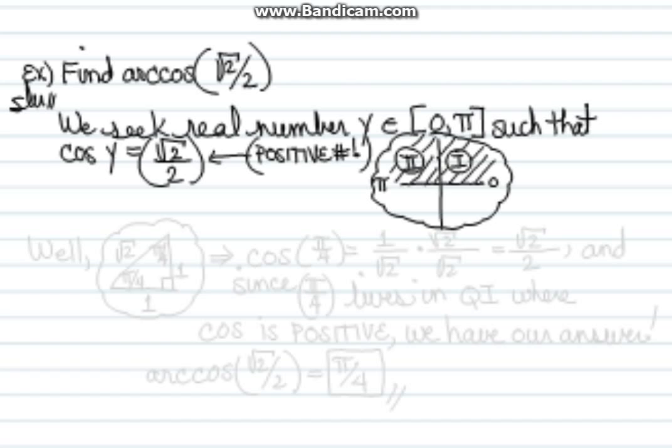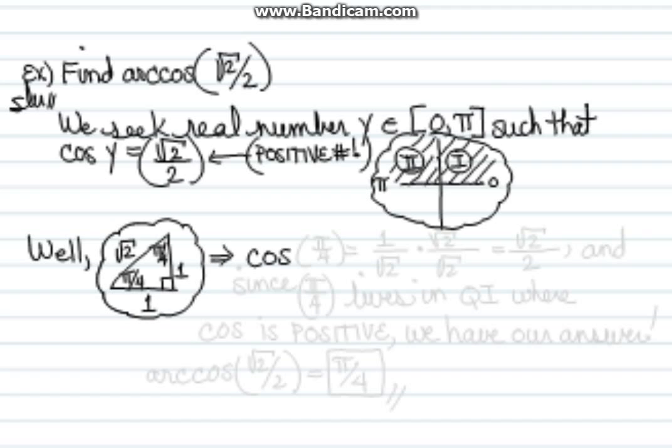Okay, now those numbers look familiar. Square root of 2 and 2. It reminds me of the 45, 45, 90 triangle. Pi over 4, pi over 4, pi over 2. 1, 1, square root of 2. Now, in that picture, we see that the cosine, which is adjacent over hypotenuse, of pi over 4 is 1 over the square root of 2. And if you rationalize the denominator, guess what you get? Square root of 2 over 2, exactly what we're looking for.